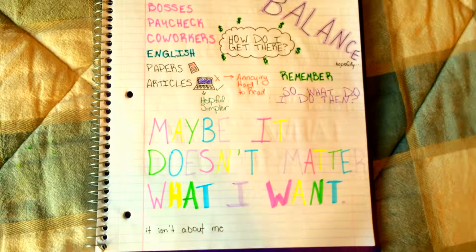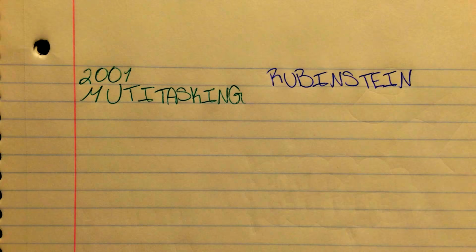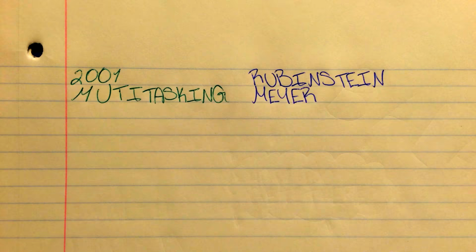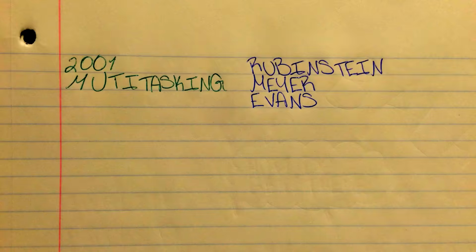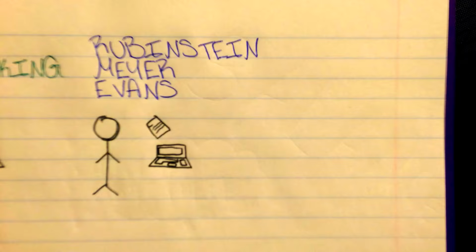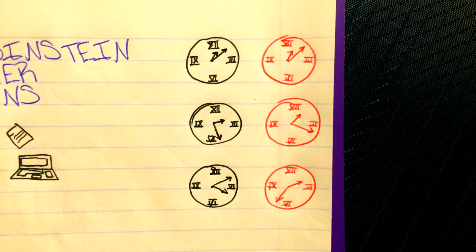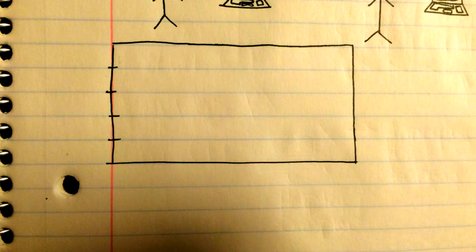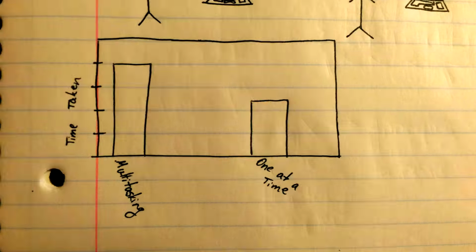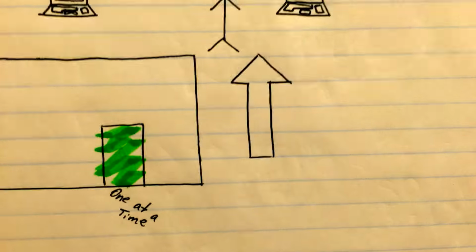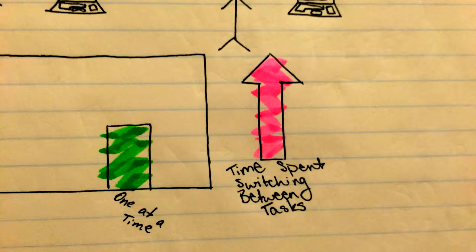So let's look at some proof to help me figure out what to do. In a study in 2001 on multitasking by Joshua Rubinstein, David Meyer, and Jeffrey Evans, they found that people who multitask took longer to finish the two tasks than if they would have just focused on one at a time. And so they attributed the amount of extra time it took to complete the two tasks to loss of time from switching between the two tasks.